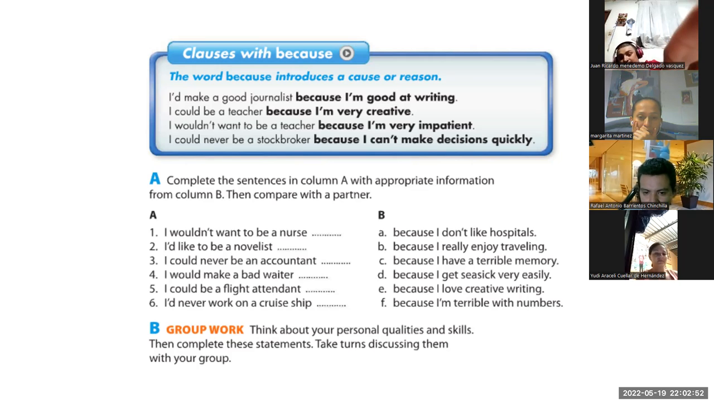Okay. I could be a flight attendant because I really enjoy traveling. I never get on a cruise ship because it could make me vomit. Oh, yeah, you get seasick. Get seasick es cuando se marea la gente y vomita, seasick. That's very common. Okay. Good job. Thank you so much, Renee, for your participation.